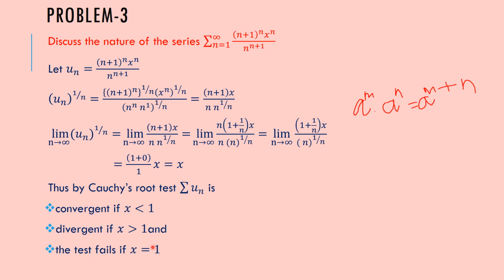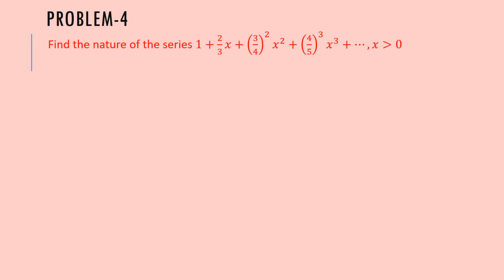Let me move to the next example. Problem 4. Find the nature of the series 1 plus 2 by 3 x plus 3 by 4 square x square plus 4 by 4 cube x cube plus etc., where x is greater than 0.